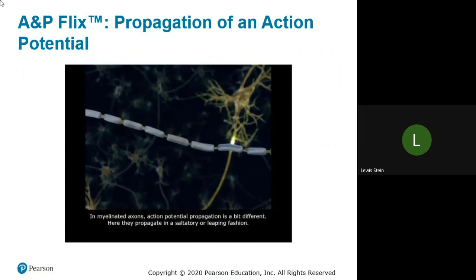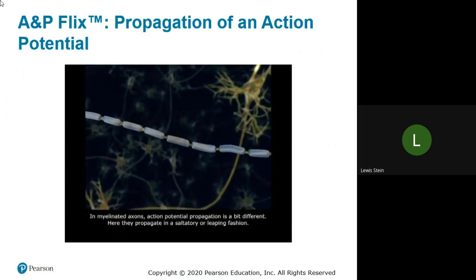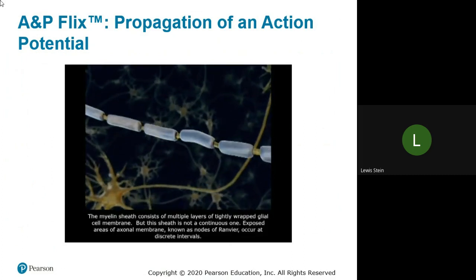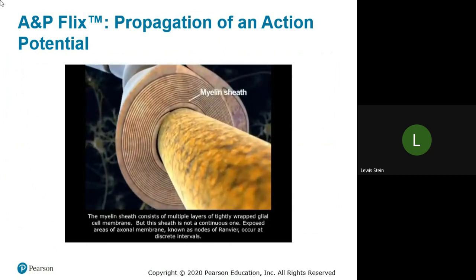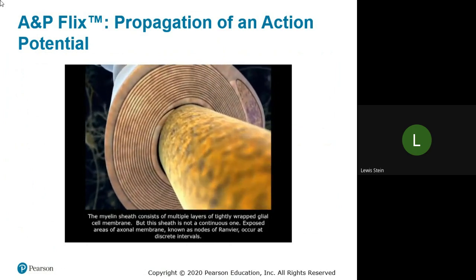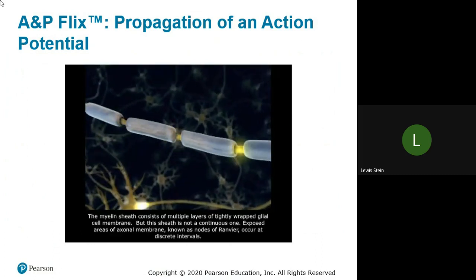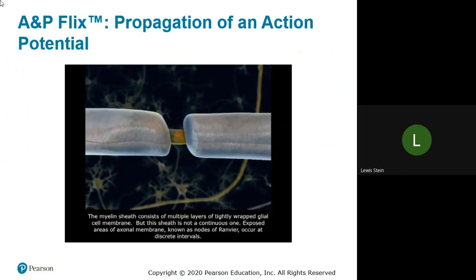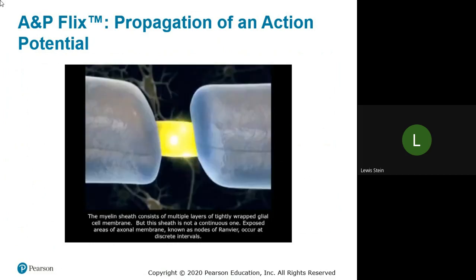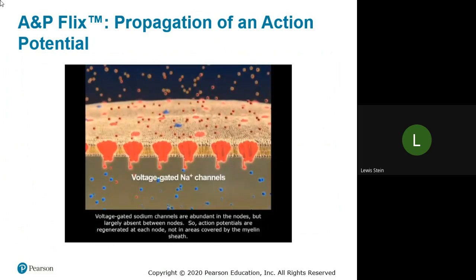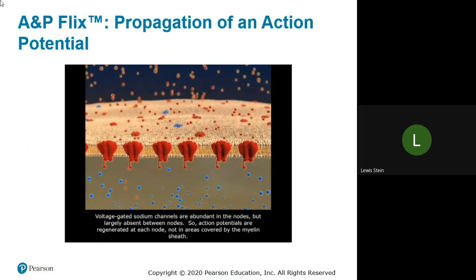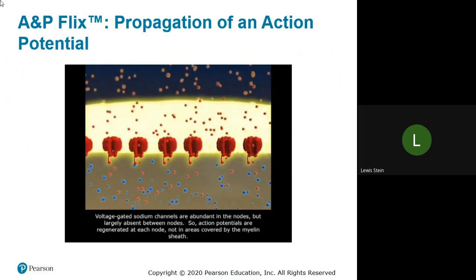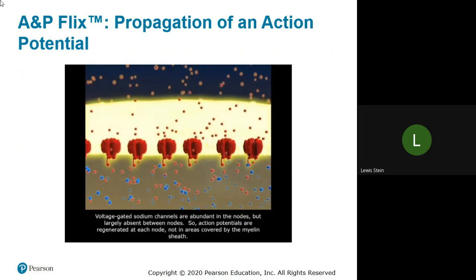In myelinated axons, action potential propagation is a bit different. Here they propagate in a saltatory or leaping fashion. The myelin sheath consists of multiple layers of tightly wrapped glial cell membrane. But this sheath is not a continuous one. Exposed areas of axonal membrane, known as nodes of Ranvier, occur at discrete intervals. Voltage-gated sodium channels are abundant in the nodes, but largely absent between nodes. So, action potentials are regenerated at each node, not in areas covered by the myelin sheath.